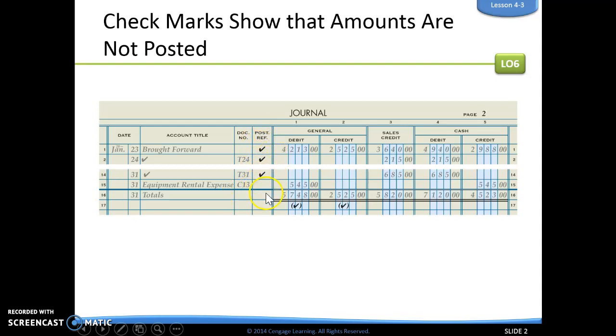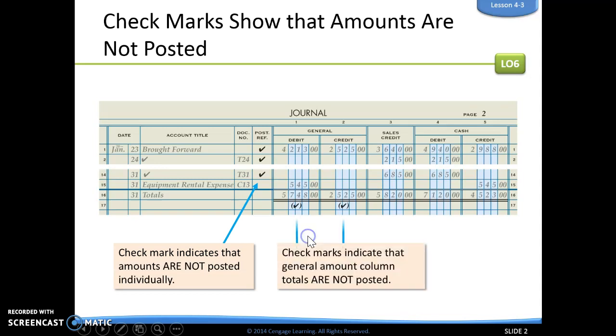Okay, so what we're going to look at now is we now have to post our totals. Now, when we look, we have a check mark in these two. These check marks simply mean that they are posted individually, and so we don't post those totals. Okay, so when we look, this total, these numbers were already posted to their individual accounts, so therefore we don't want to post their total.